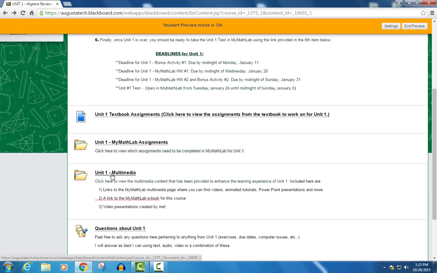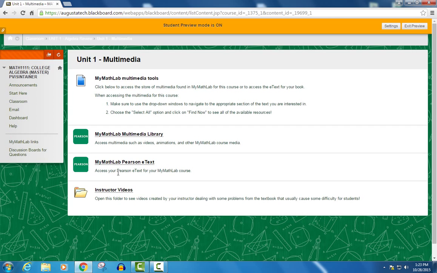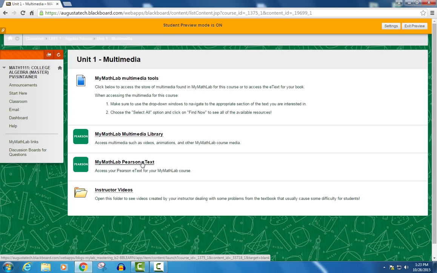All right. Then there's the multimedia folder. This one is going to talk a little bit about some of the other resources you can use for learning the material. Talks about the 2 links from the My Math Lab site. There's the multimedia library, and then there's the eText, the virtual textbook that is on the My Math Lab site. Both of these are also talked about in some different videos in this course. You definitely want to look at those videos to get more information about that.